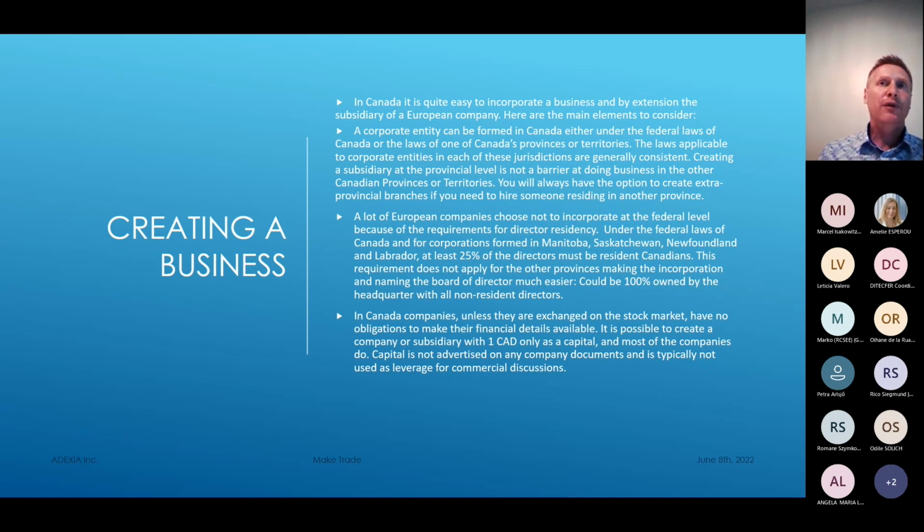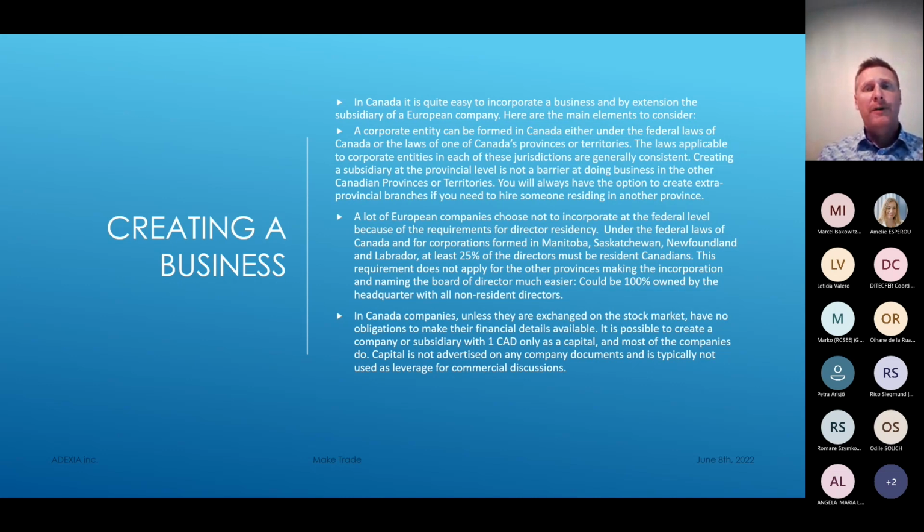One of the only differences is that, let's say you incorporate in Ontario and then you open a branch and hire someone in British Columbia, you're going to have to open what we call an extra-provincial branch in British Columbia, mainly to be able to pay the salary of that person. But beyond that, and beyond the fact that you need to have a branch where you have people who work and reside, it doesn't really matter where you're incorporated.